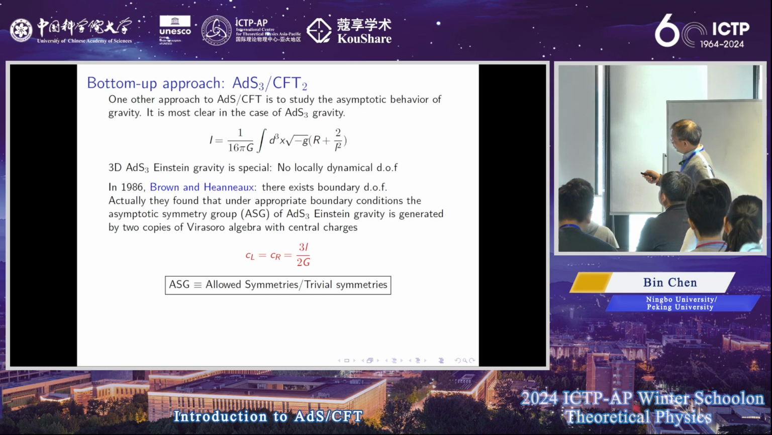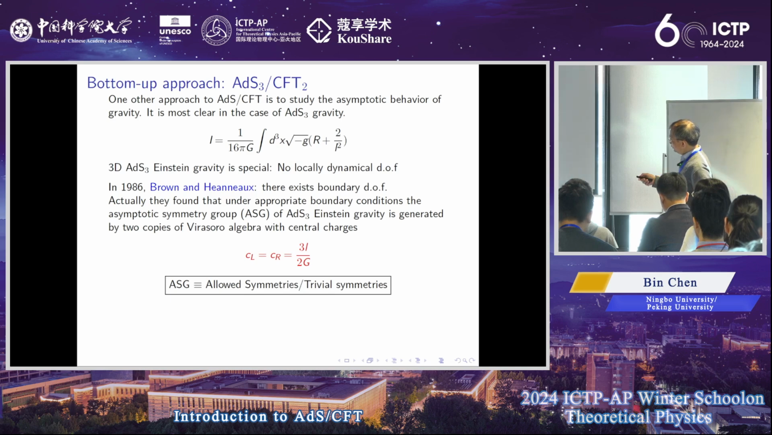Actually, these two gentlemen found that under appropriate boundary conditions, the asymptotic symmetry group of AdS3 Einstein gravity is generated by two copies of the Virasoro algebra with this central charge. It is proportional to the radius of the AdS and inversely proportional to the gravitational coupling constant.